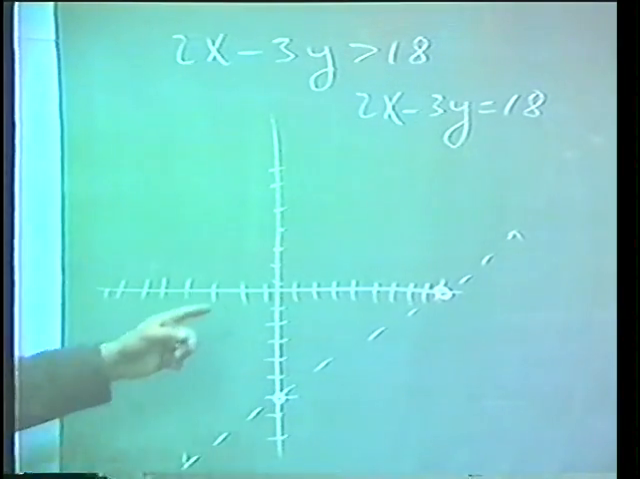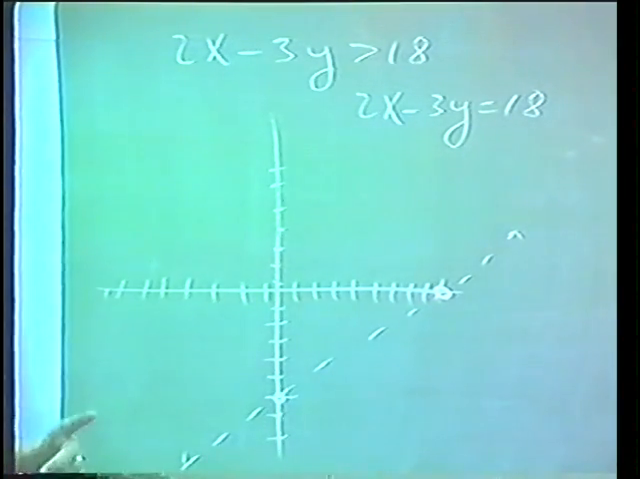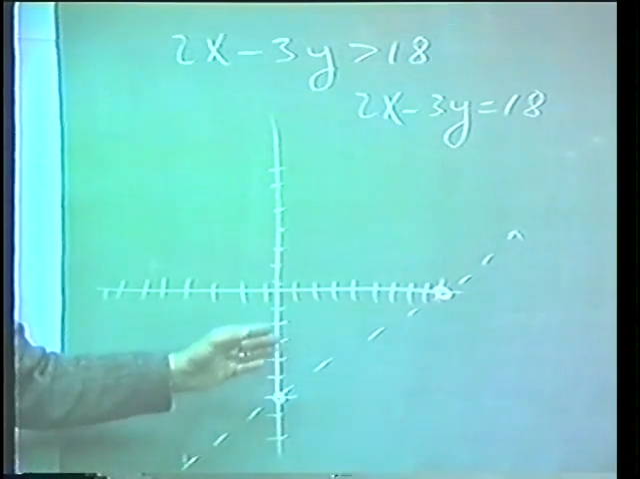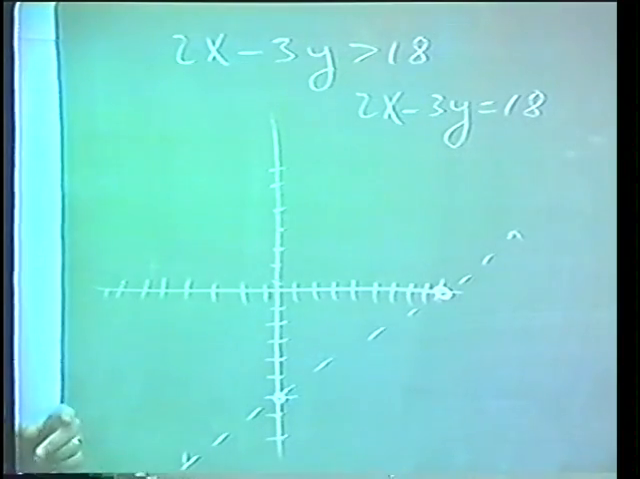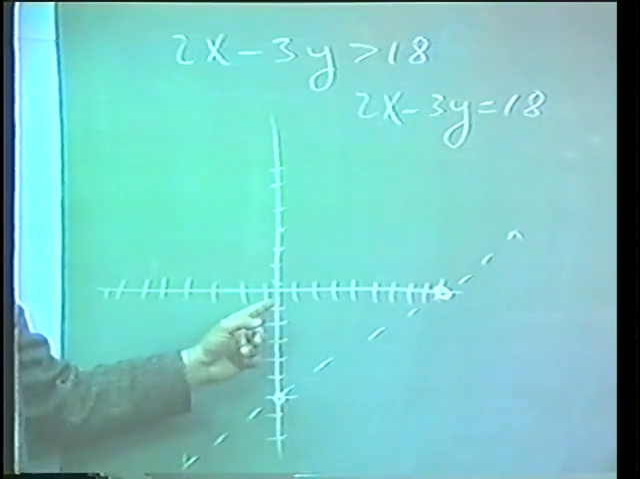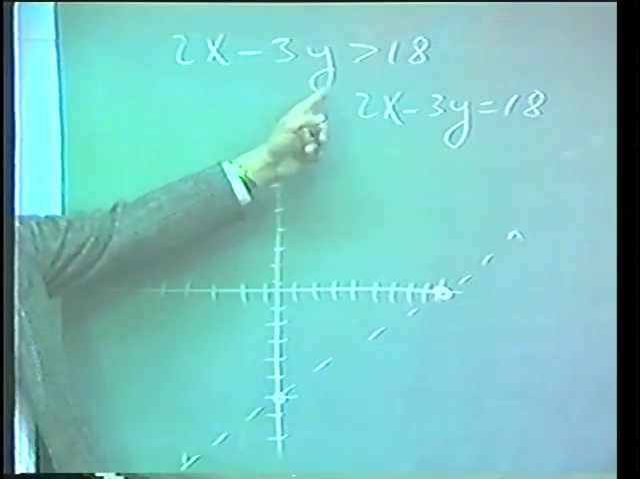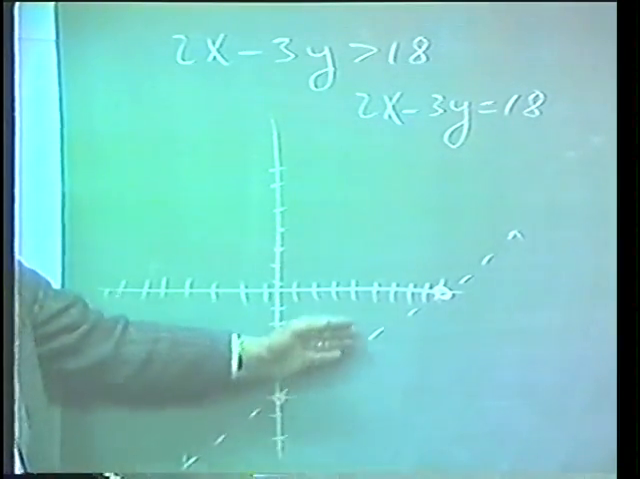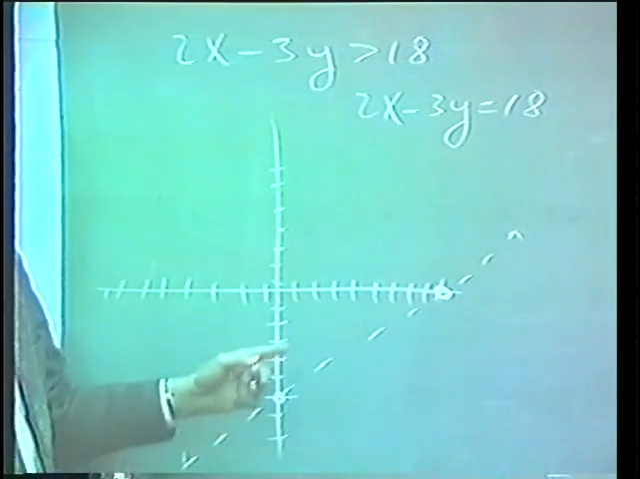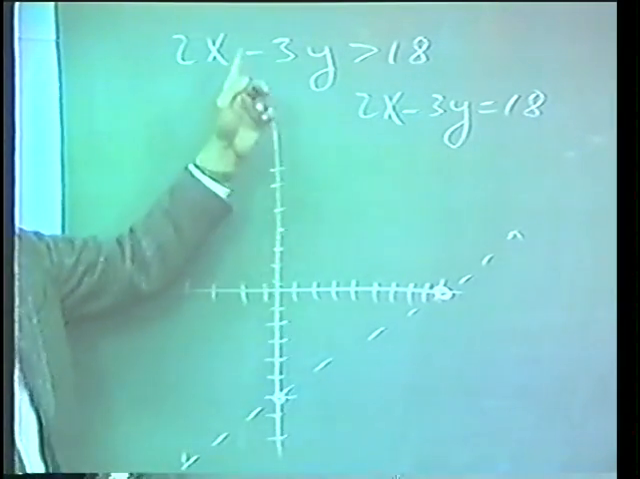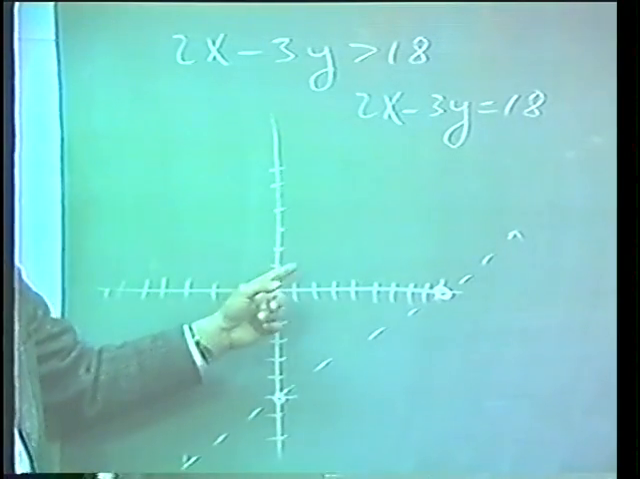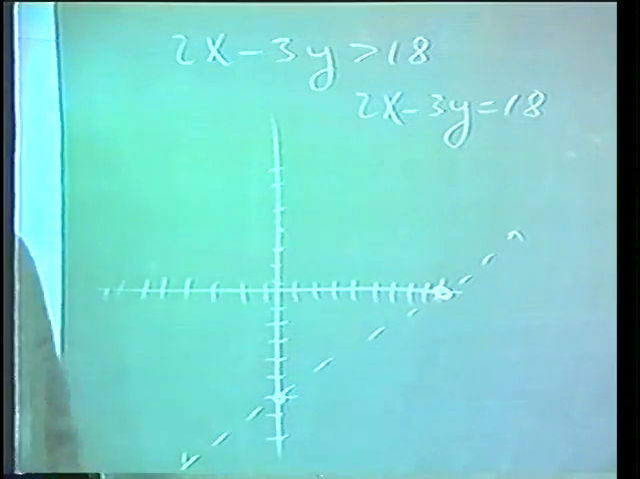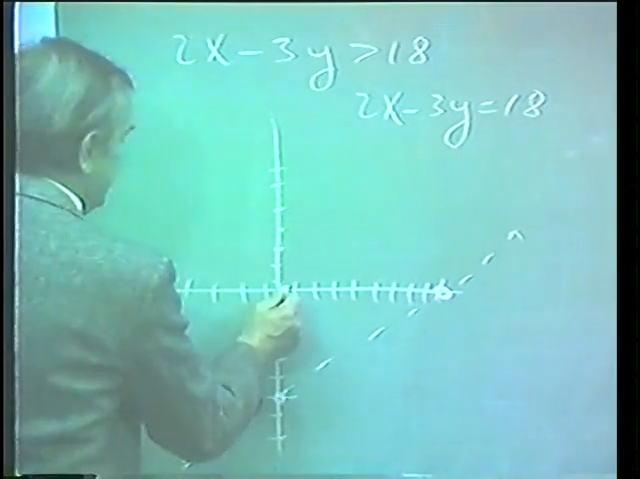Now, whatever is true about the point you selected is true about every point in the half plane on that side of the line. In other words, if we select the origin and it makes the sentence true, every point on the same side of the line as the origin makes it true. If this point, the origin, makes the sentence false, then the half plane we're talking about is on the other side of the line.